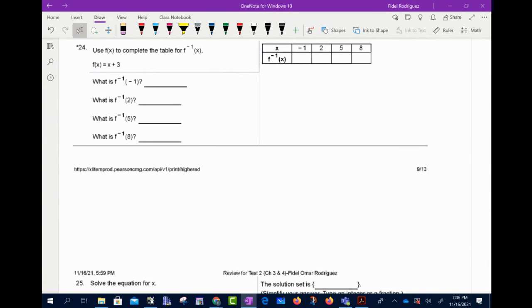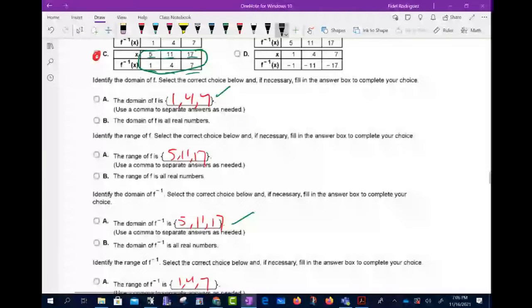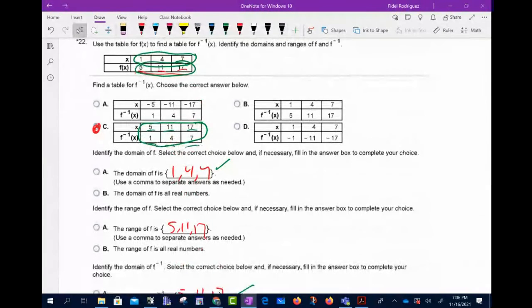Let's do 24. So it says, use f of x to complete the table for the inverse. Okay, so this is what we're going to do, y'all. In 24, we know that our function f of x is equal to x plus 3. And what we're trying to do is find f inverse of -1. So remember what we said over here earlier? Let me come back to this problem here.